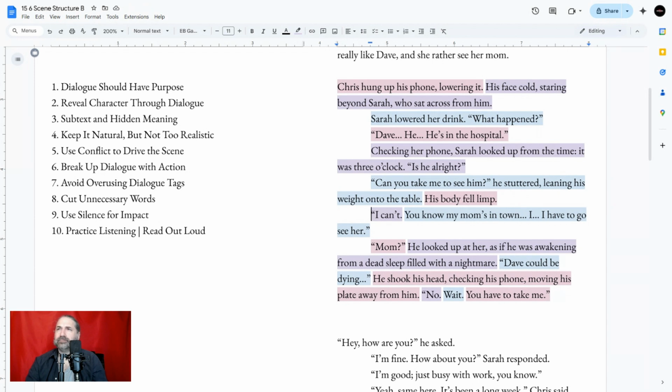"All right. I can't. You know, my mom's in town. I have to go see her." He looked up at her. I don't think I need the comment. As if awakening from a dead sleep filled with a nightmare. As he looked up at her as if awakening from a nightmare. "Dave could be dying." He shook his head, checking his phone, moving his plate away from him. "No, wait, you have to take me." All right, so there we go.